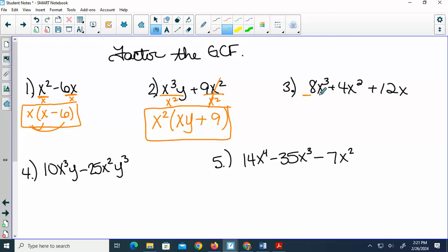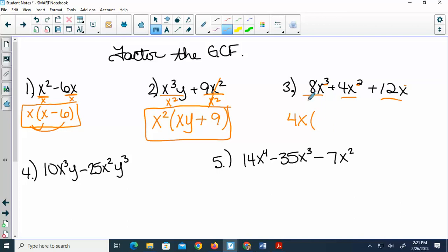Number 3, we have 3 terms, so we need to know what they all have in common. So looking at the numbers first, 8, 4, and 12. What can divide all of those? We will take out the 4. And then we look at our variables. We have x to the third, x to the second, and just an x to the first. So we take out the smallest, so that's just an x.